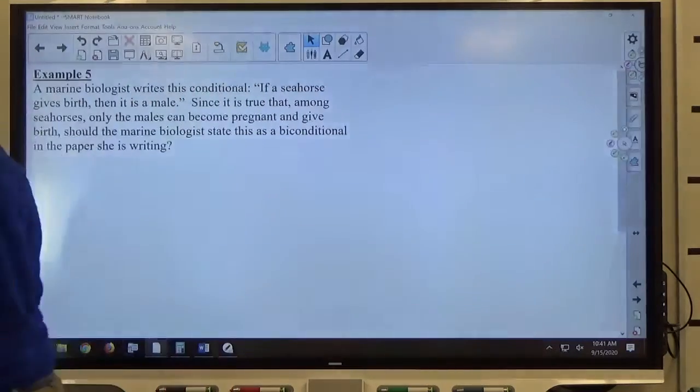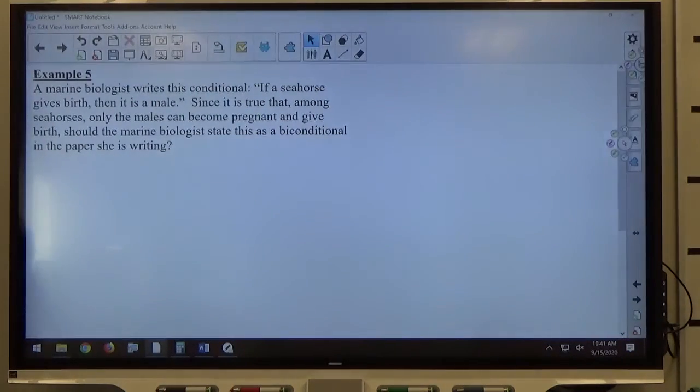Okay, for example 5, a marine biologist writes this conditional statement. If a seahorse gives birth, then it is male. It is true that among seahorses, only the males can become pregnant and give birth. Should the marine biologist state this is a biconditional in the paper she's writing?